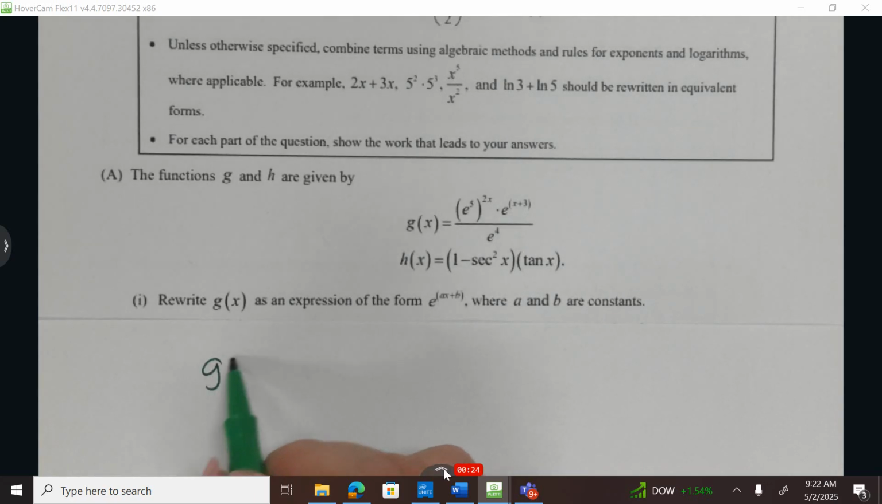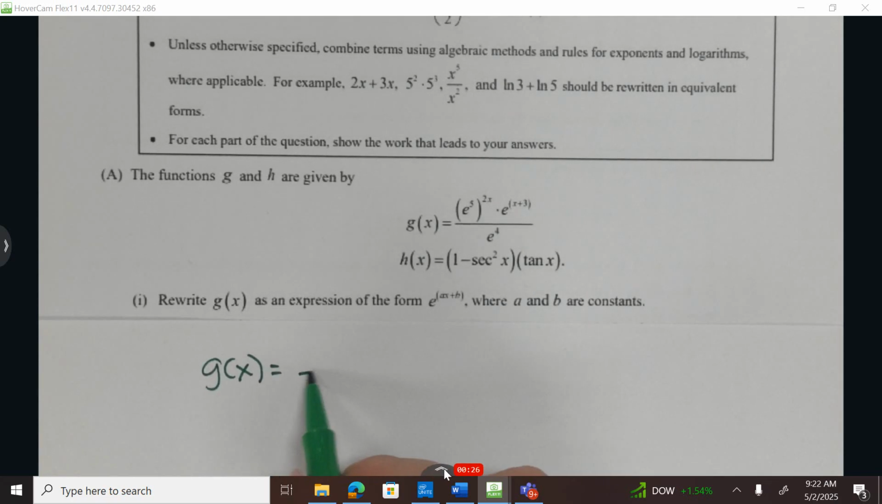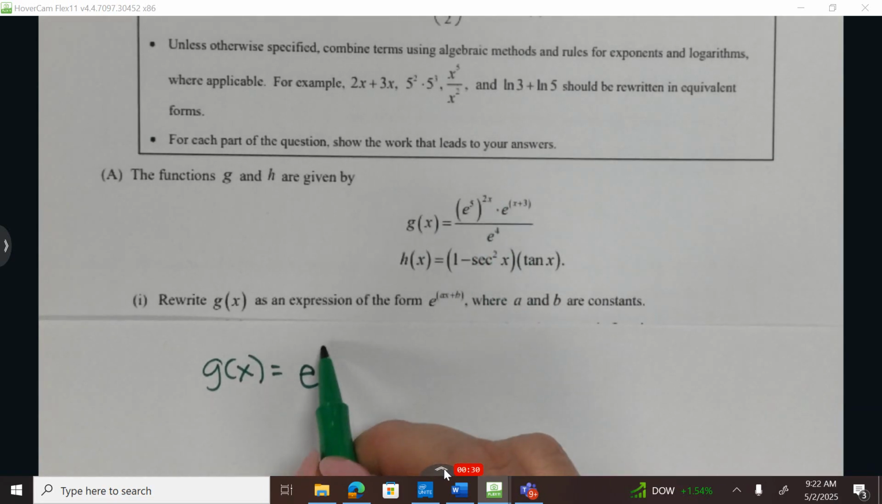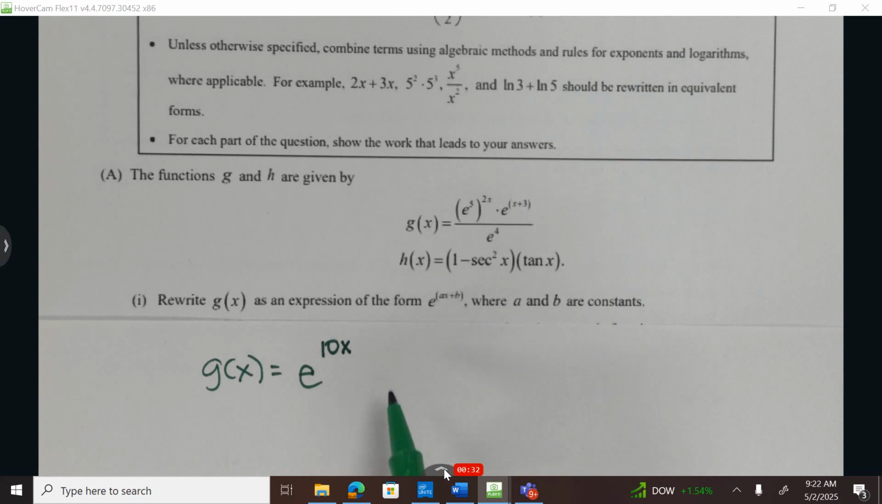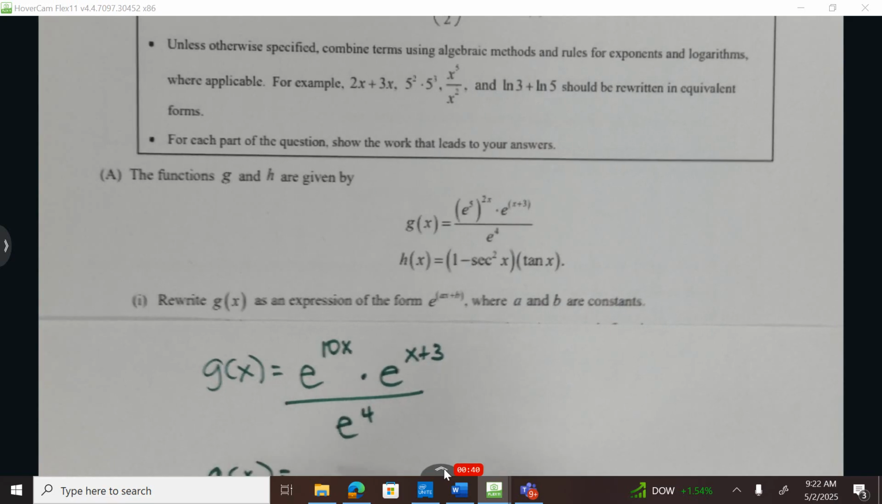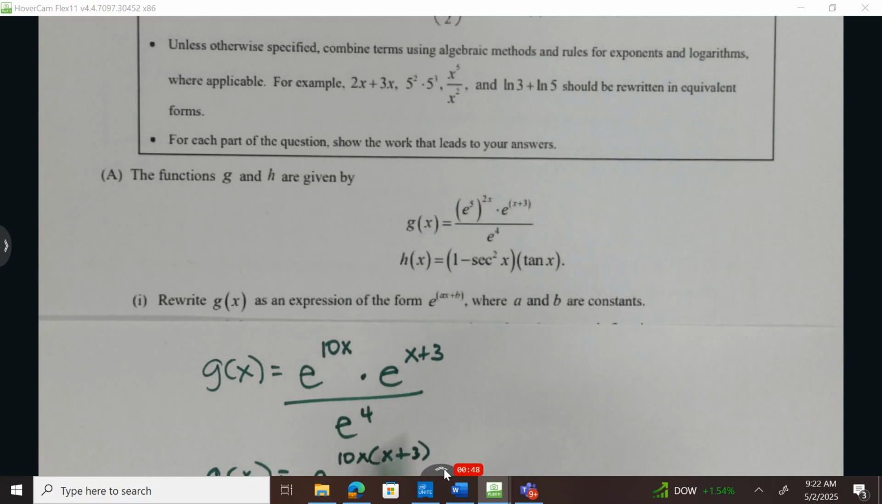So I have g of x is equal to, and I recognize that a power raised to a power, I'm going to multiply. So 10 raised to x times e to the x plus 3 all over e to the 4th. Next up, when I am multiplying the same base, I'm going to add the exponents.